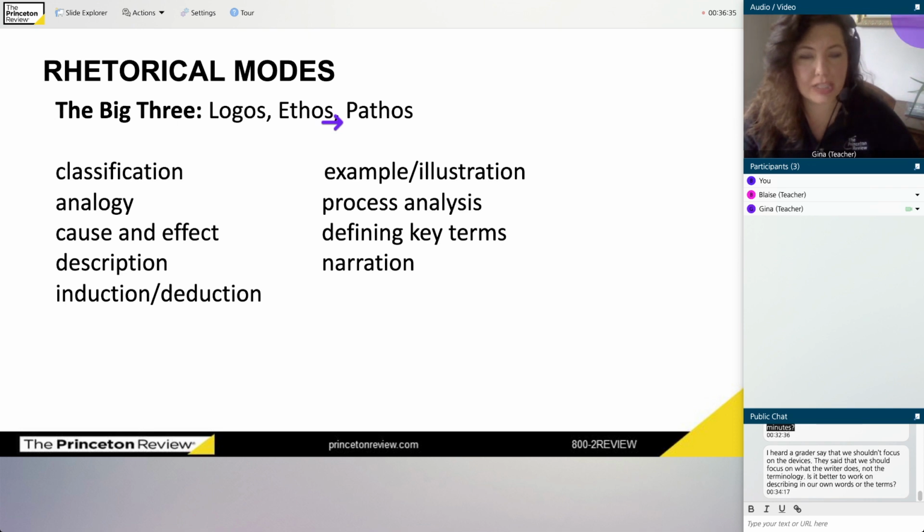And then pathos is appeal to emotion. When you try to get someone to feel a certain emotion, to feel perhaps sentimental emotions and persuade the reader or the listener that way. So, again, those are the big three because you will see at least one of those and maybe all three of them in an essay or a speech. And those are definitely good ones to start with.